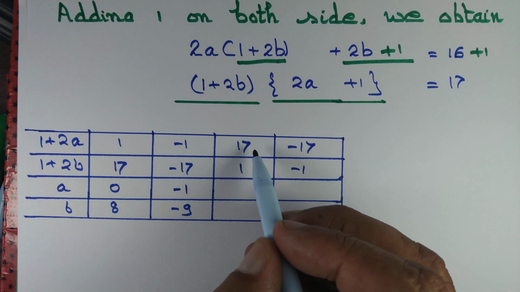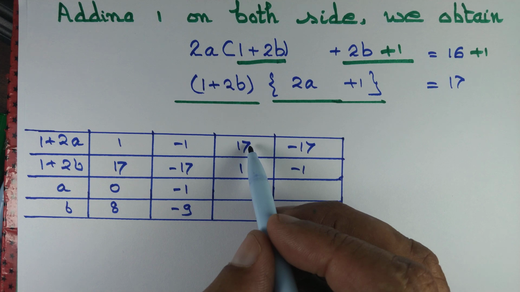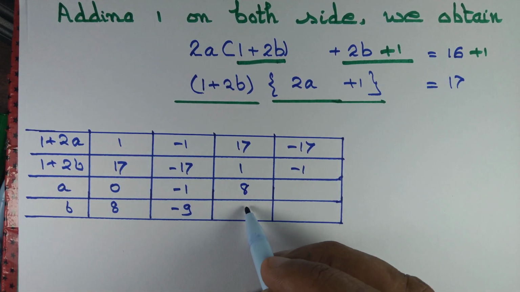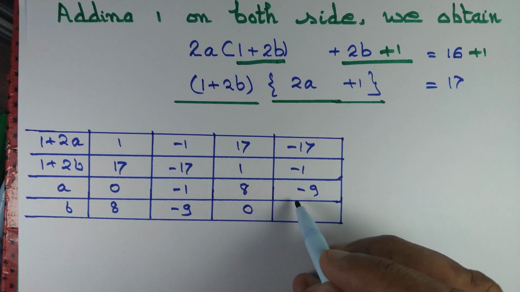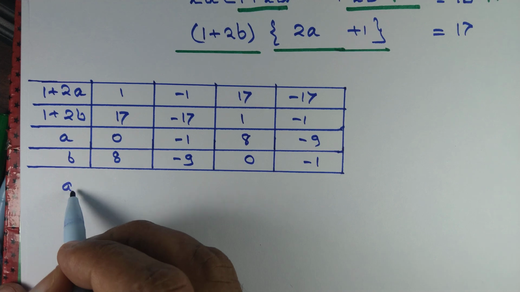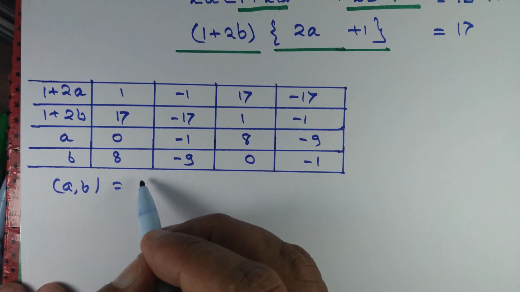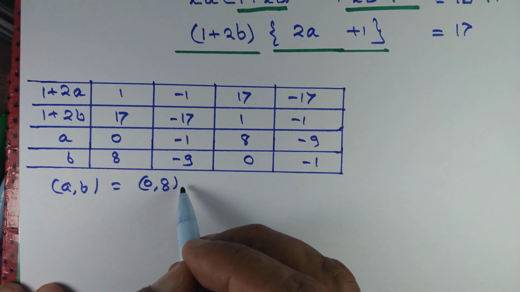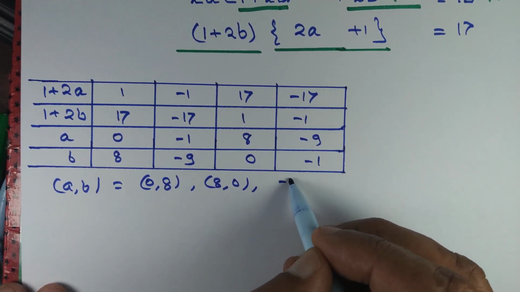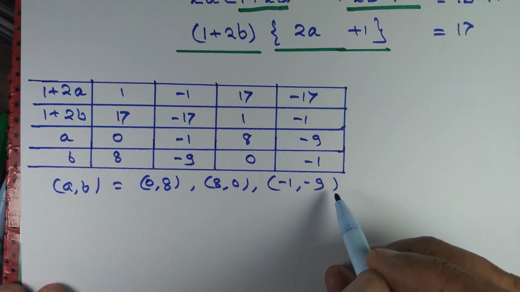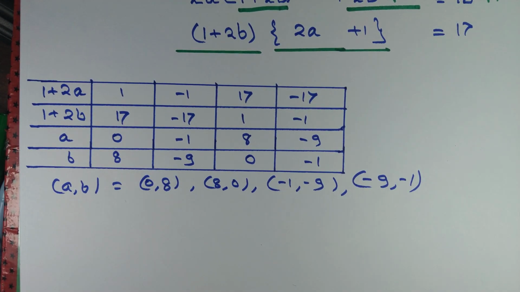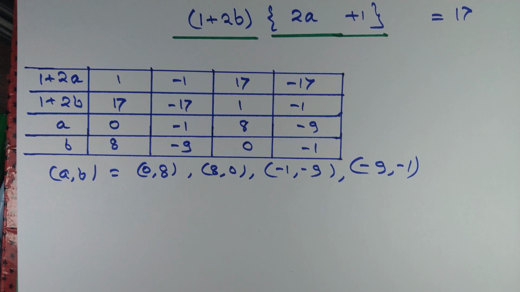What about if 1 plus 2a equals 17? Then of course they will just reverse. We are just interchanging. So 8, 0 and minus 9, minus 1. So the solutions are given by (a, b) equal to (0, 8), (8, 0), (minus 1, minus 9) and (minus 9, minus 1). These are the only possible four choices of integers a and b.